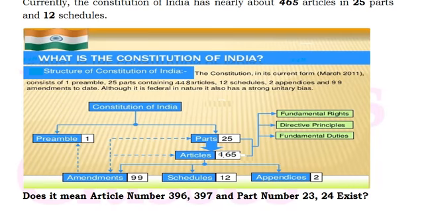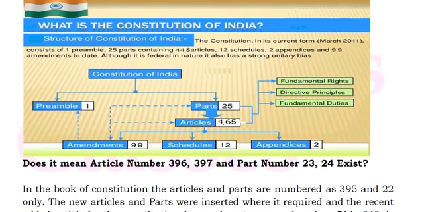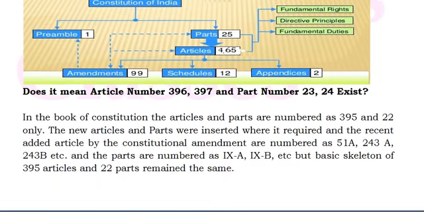So we have seen these 465 articles, but we said that there are only 395 articles. Does it mean that article numbers 396, 397 and part numbers 23, 24 exist in the Constitution? No, they don't exist. The last article number is 395 and the last part number is 22. Keep it in mind. How are these accommodated? I'll give an example.